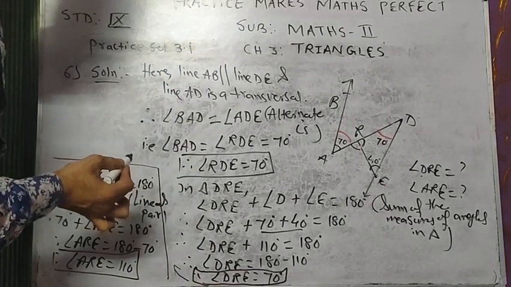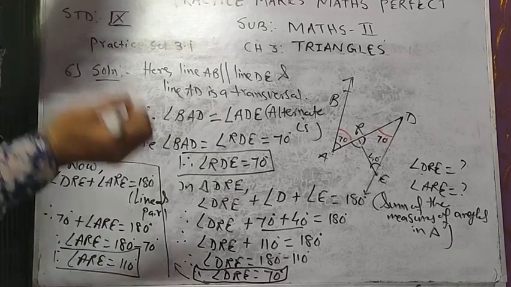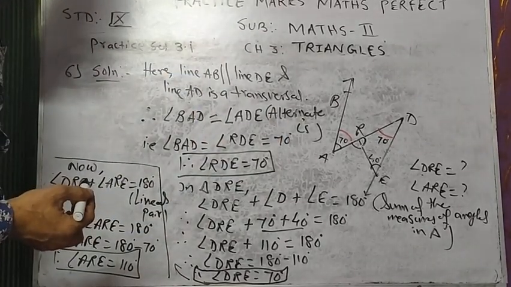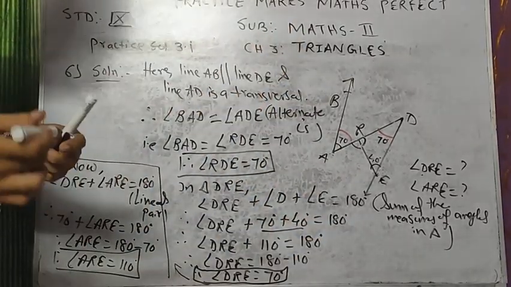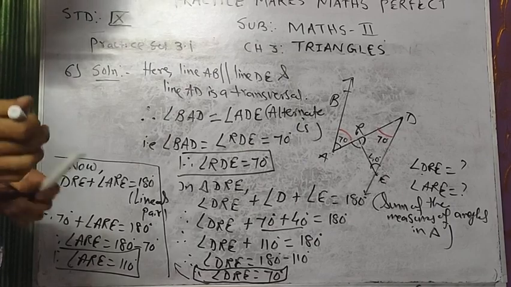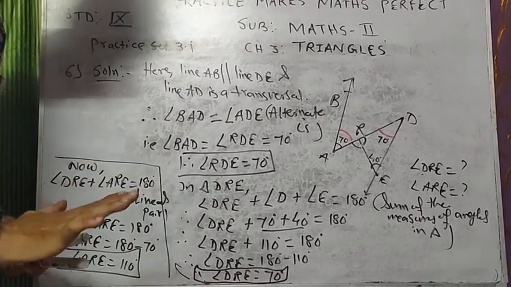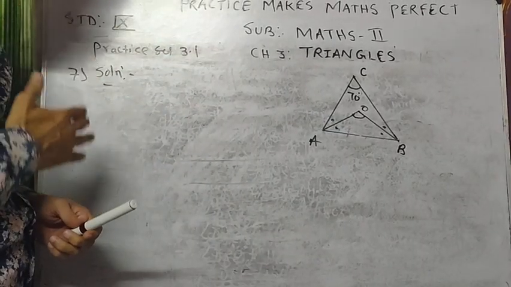Remember the concepts. In this sum we have used three concepts. One is alternate angles, one is the sum of the measures of angles of a triangle, and your third concept is linear pair, and this sum is completed. Okay, now come to sum number 7.